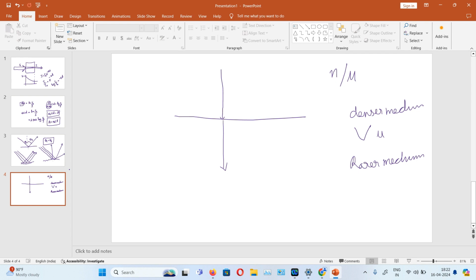And when we are talking about the velocity of light, it's actually light of a particular wavelength. So refractive index automatically refers to a refractive index at a particular wavelength.